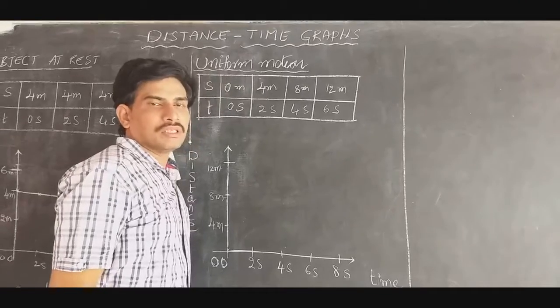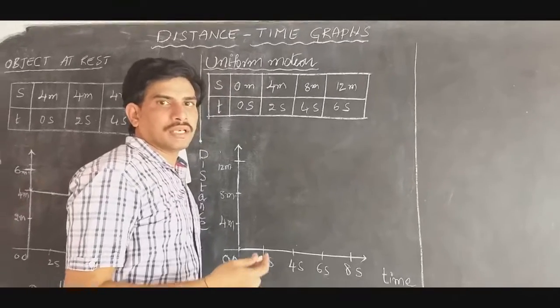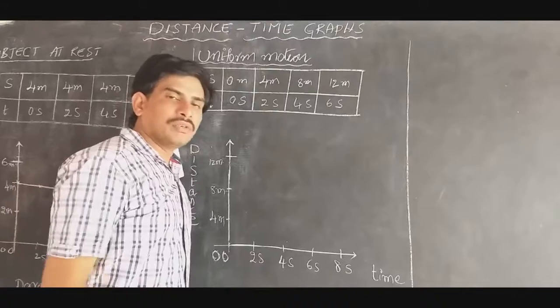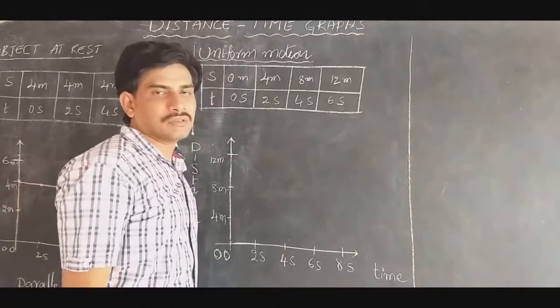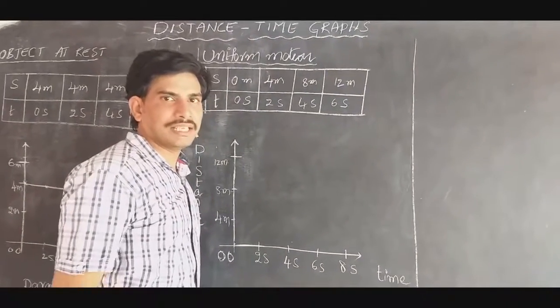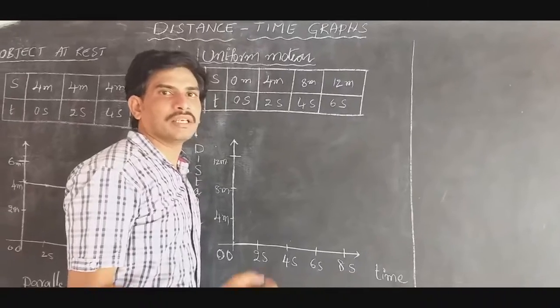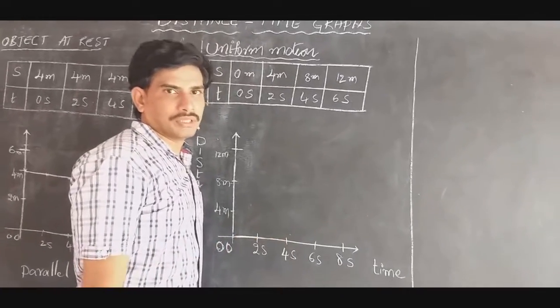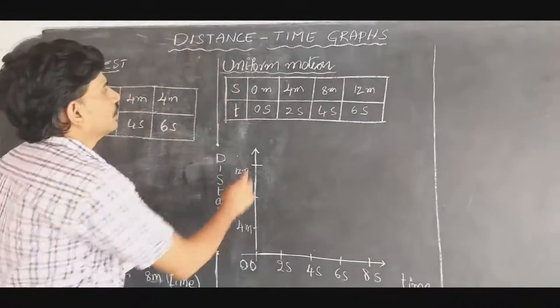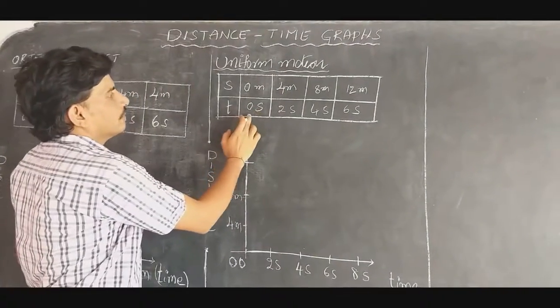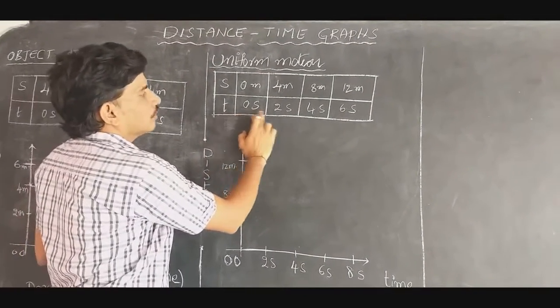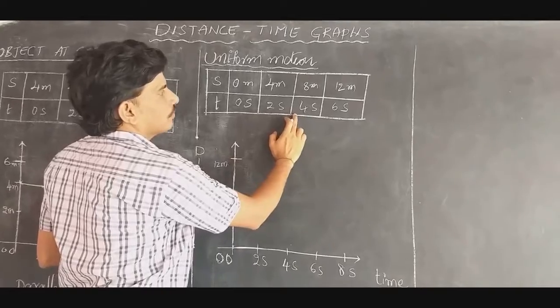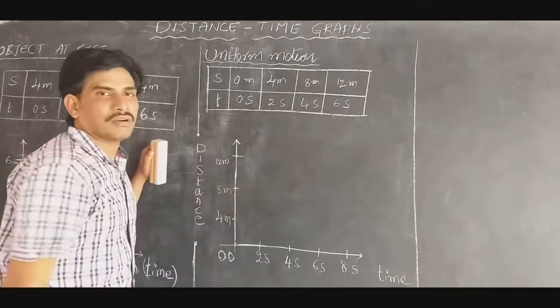We will observe the shape of a graph for an object under uniform motion. What does uniform motion mean? If the object covers equal distances in equal intervals of time, then we say it is under uniform motion. Take an example here. Look at here. When the time is increasing from 0 to 2 seconds, 2 to 4 seconds, 4 to 6 seconds, the time interval is constant here.